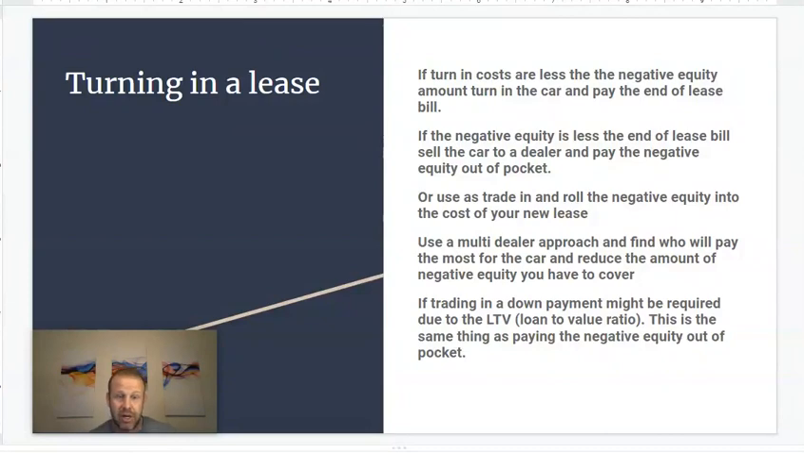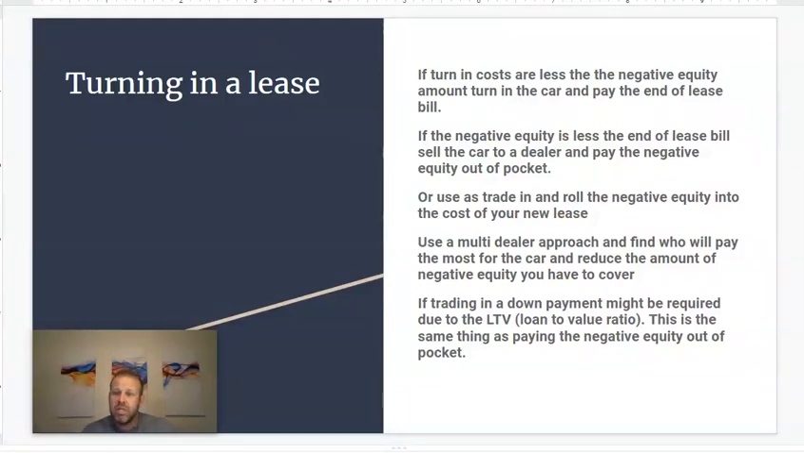Well, then don't turn in the car and pay that $4,000. You can then sell the car to a dealer and just come out of pocket for the $2,000 negative equity, because you just saved yourself $2,000 if you turned it in and had to pay the full $4,000 or more to the leasing company. So this could really benefit you. If you're upside down and you caused it, the increased value of the used cars right now can help you actually pay less. So if that's you and you would pay more if you turned it in, then sell it, trade it, pay the negative equity out of pocket, roll the negative equity into your new payment if that's a smaller number than what your end of lease bill would be.